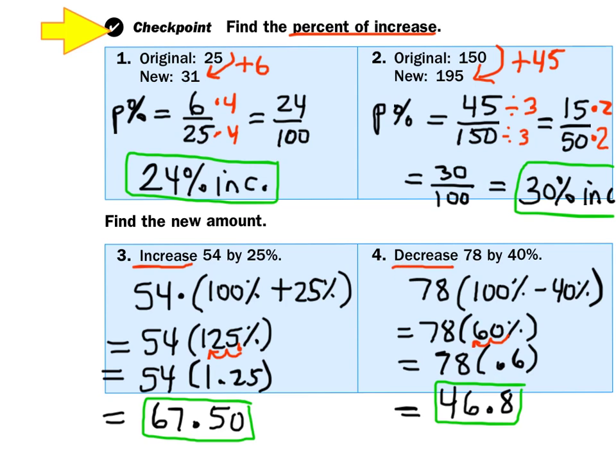Okay, take a look at number 4. If I want to show a decrease, I take the amount they give me, the 78, and then I'm going to subtract 40% from 100. So it's 100%, that was the original, minus the 40%. So that just means it's 78 times 60%. I make 60% a decimal by moving the decimal point 2 places to the left. So 78 times 0.6 gives me 46.8.